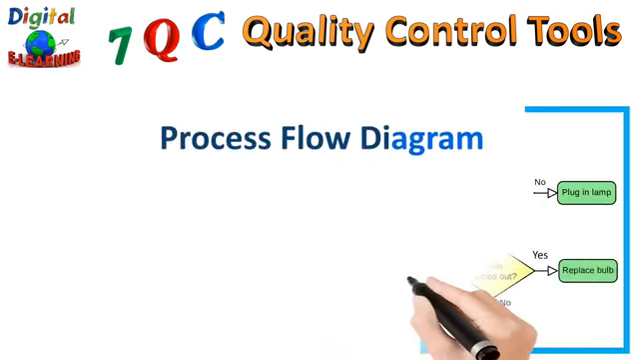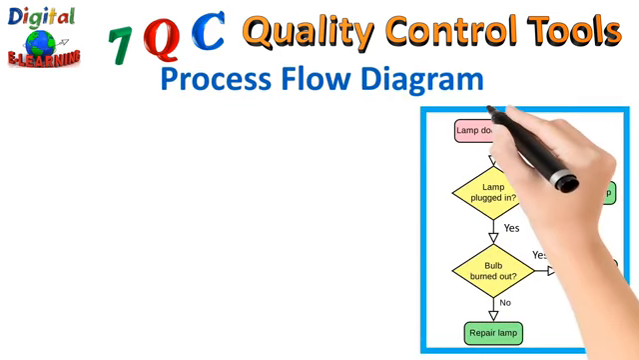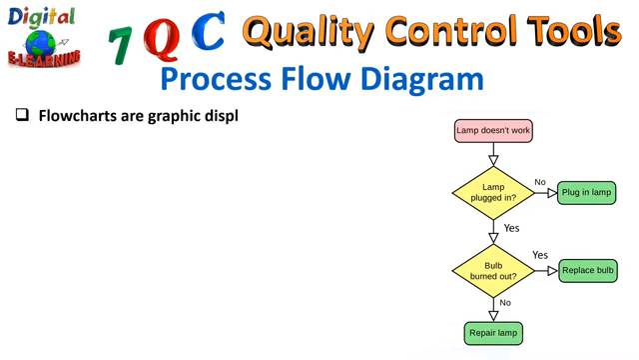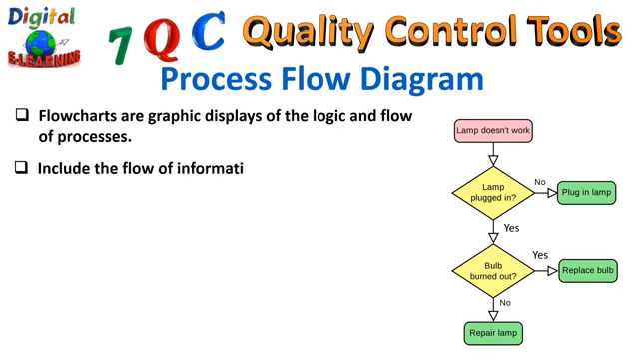Process flow diagrams, or flowcharts, are a graphical visual tool that depicts the flow of a process or the sequence of a process and helps you analyze how problems occur and how the process can be improved. This can include the flow of information, tasks, people, materials, or decisions. Take the example that my lamp does not work. So, lamp does not work. So we will first check, is the lamp plugged in?